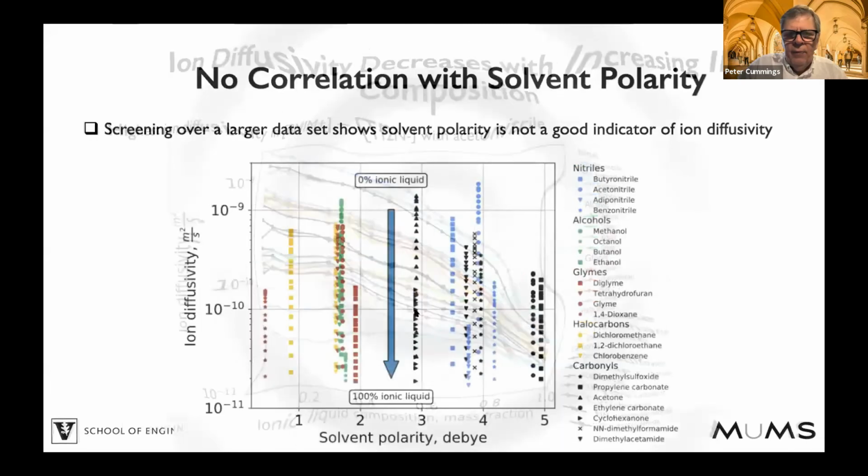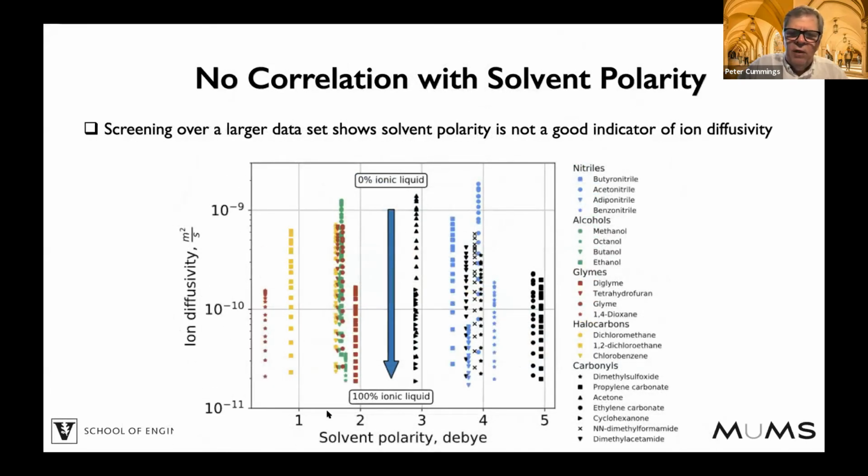We then looked at how this ion diffusivity compares with solvent polarity for this large data set. And you can see that there's basically no correlation. Every one of these points corresponds to an ionic liquid given by the color, and then 18 concentrations going from dilute to concentrated ionic liquid. So these are the dilute systems up here, and at the bottom is the pure ionic liquid. But you can see that there's no pattern there with solvent polarity.